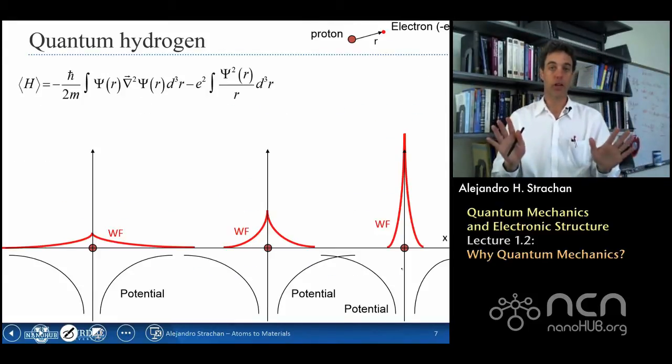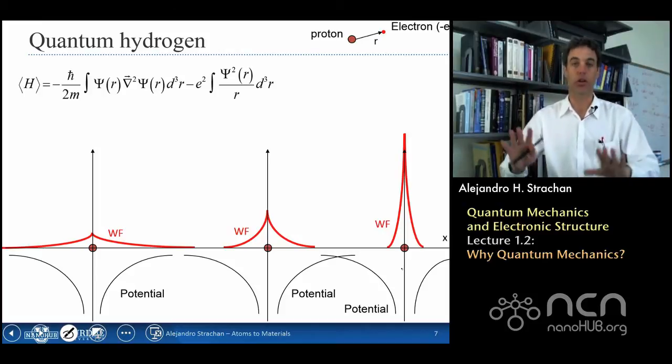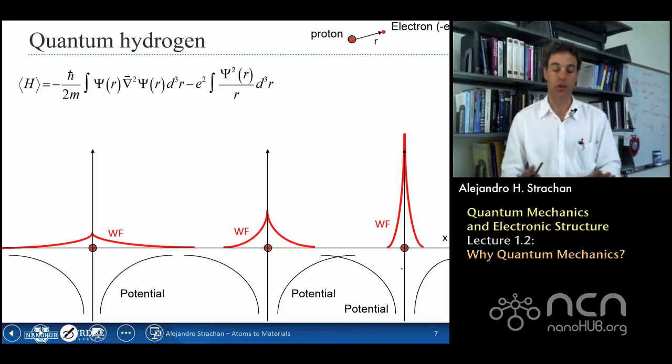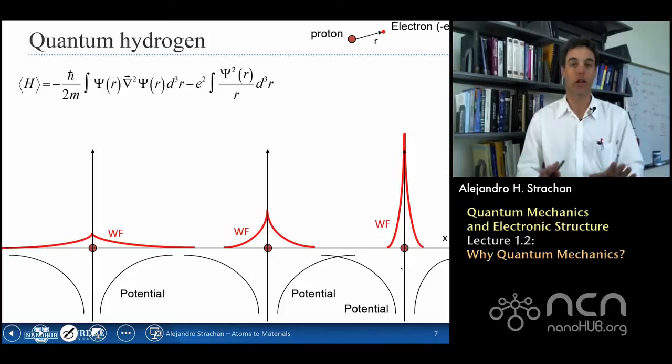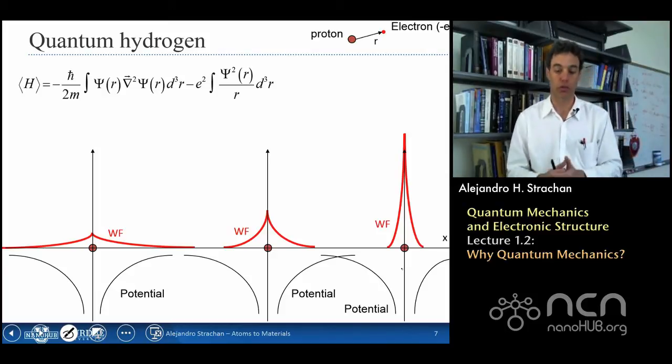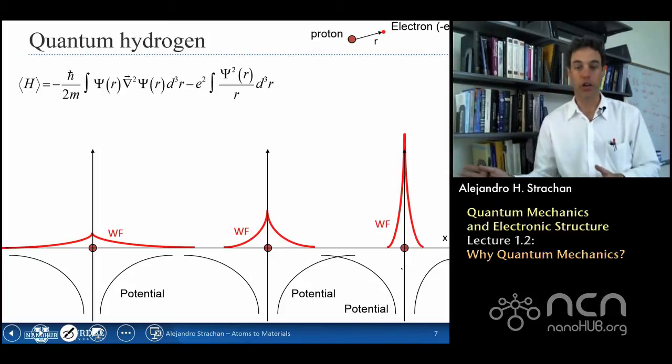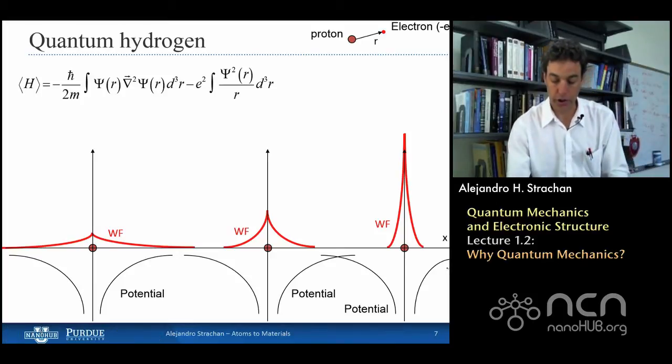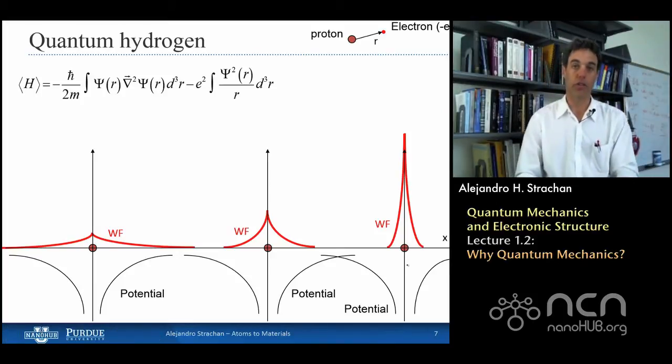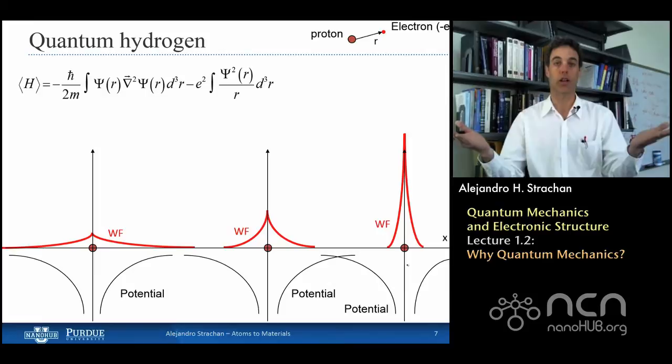So keeping these two things in mind, we're going to explore different shapes of wave functions and try to find what will be the best possible wave function for hydrogen. Let's start here on the right. What you see here, in all of these three plots, you see the potential energy at the bottom.